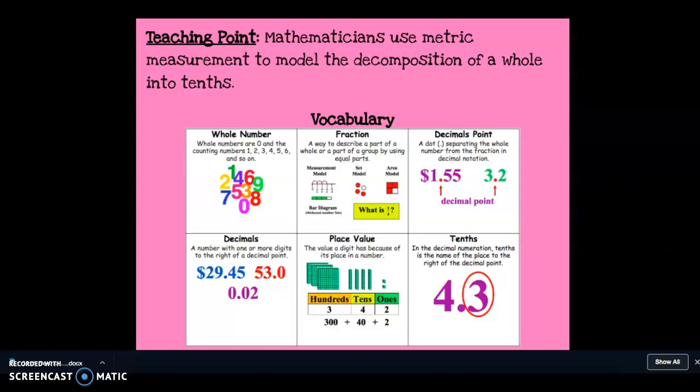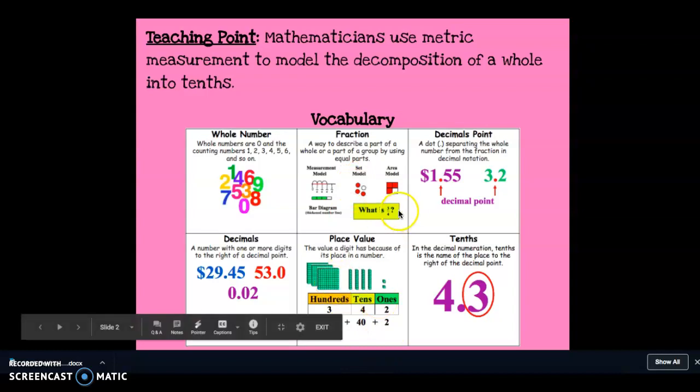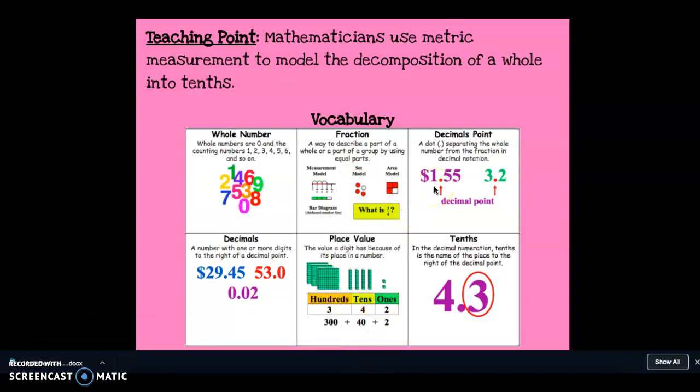So I want to introduce you to some new vocabulary. We already know whole numbers, fraction, and we already know about place value, but I want to introduce you to decimal point. Decimal point, you probably notice it when you are referring to money. Let's look at this number here, $1.55. So decimal point is that period that separates the dollar from the cents.